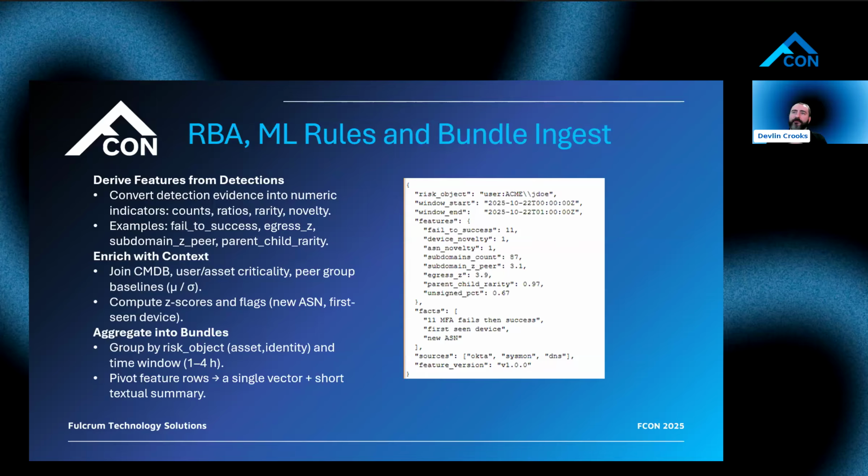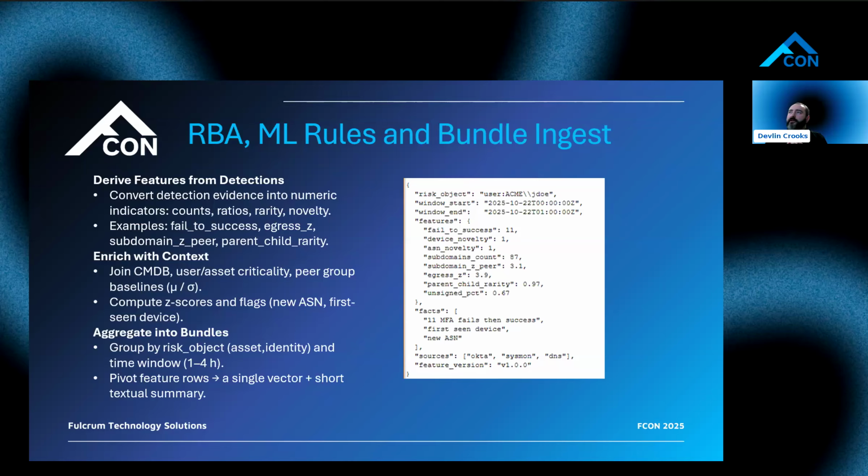So we've seen 11 MFA fails, first seen device. We've seen this NAT fire from our EDR. And these are the data sources that those alerts have fired from. And then we want to enrich that further with any of the other risk information, such as the criticality, the peer group, any other things that exist inside that risk event. We want to make sure we feed that to the AI as well inside this bundle.